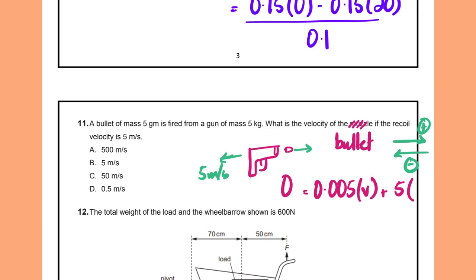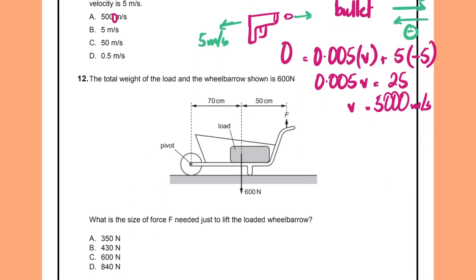And this is moving backwards, so I'm going to put a negative sign here. So it's moving backwards with a velocity of 5. So I would have this equation 0.005 v equals 25. And then I just need to make v the subject. So it should actually turn out to be 5,000 meters per second. That's the correct answer, which is not given here. So that's a typo on my side.